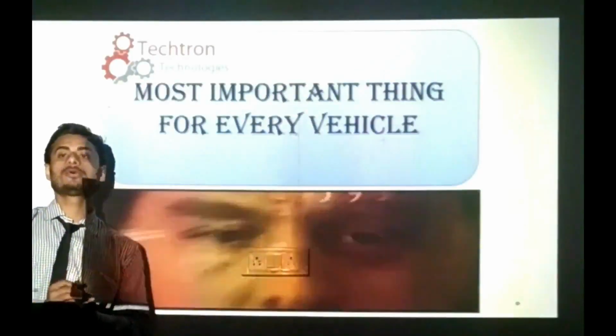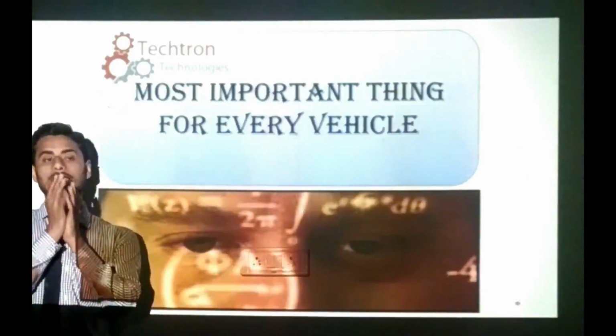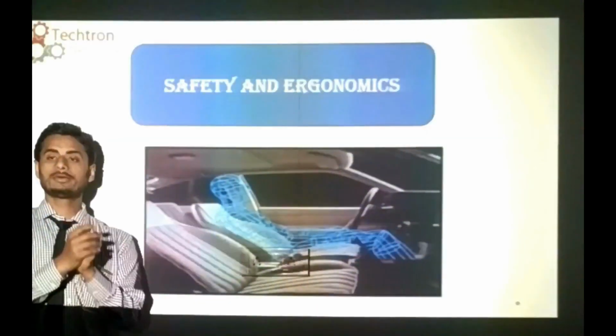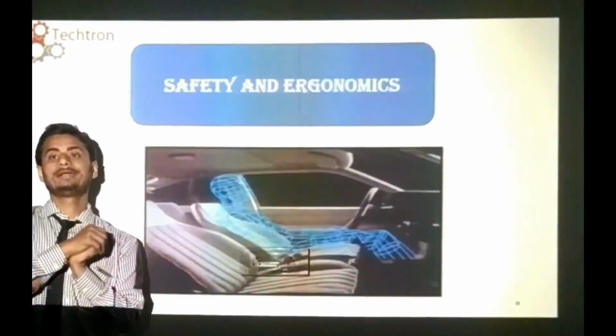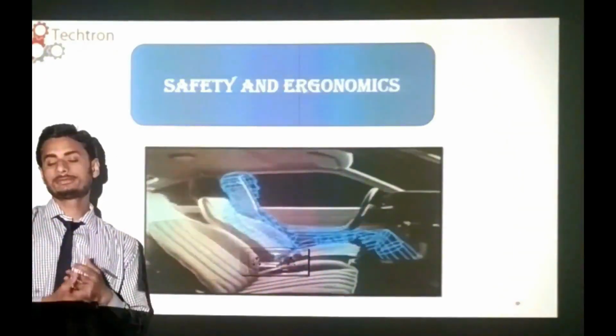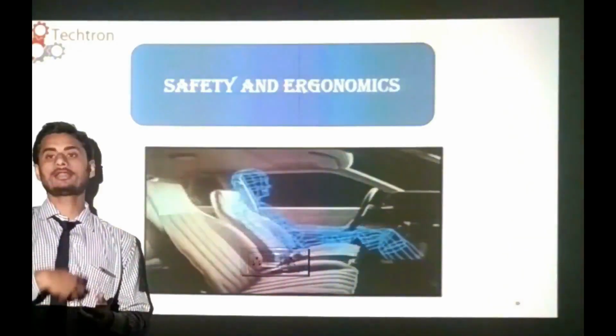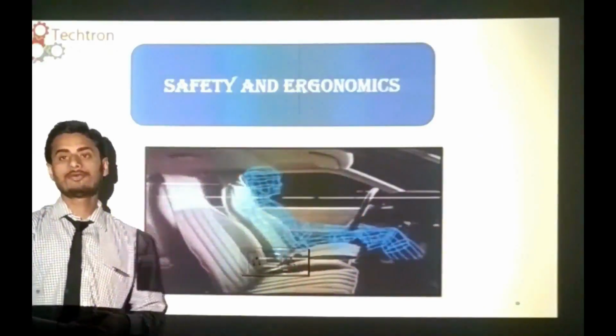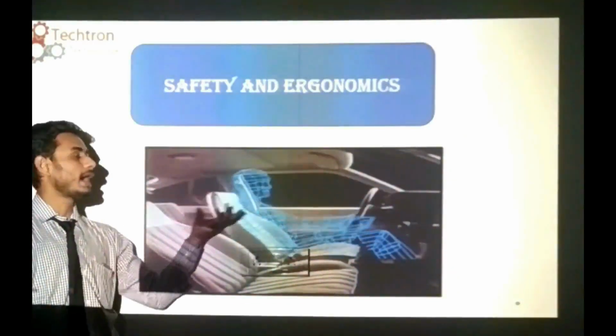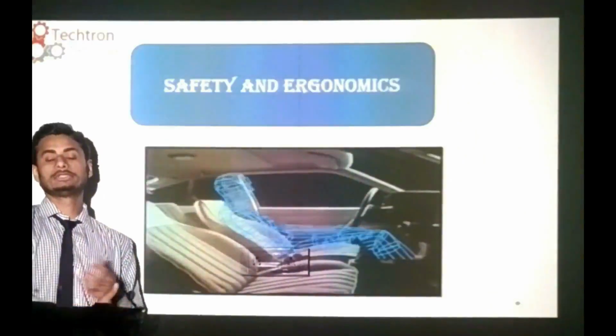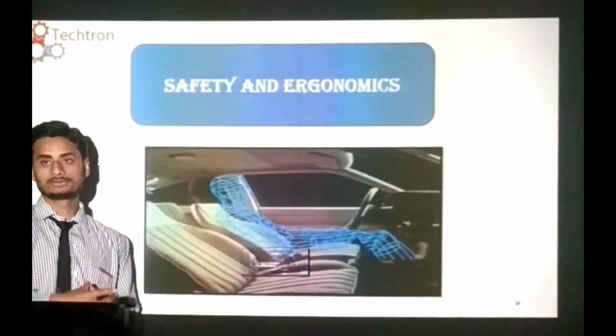The final thing, the most important thing in a vehicle, is safety and ergonomics. People are paying money for speed and efficiency too, but they need safety. And ergonomics means the relationship between man and machine. That is the main concept behind preparing and designing a vehicle.